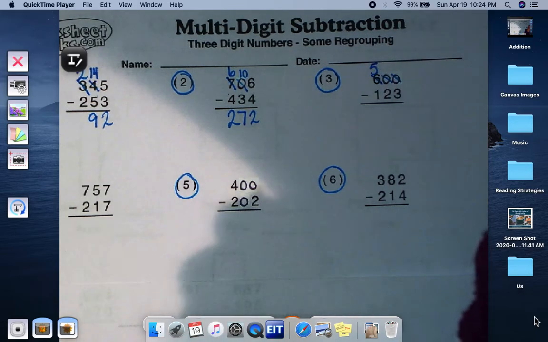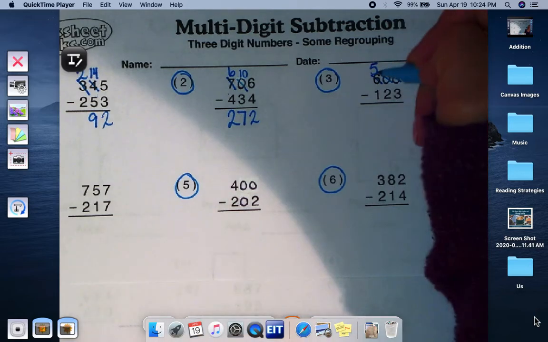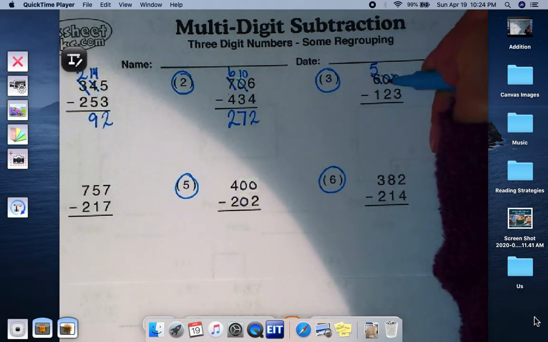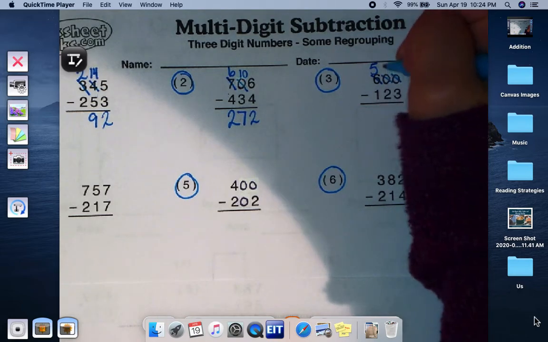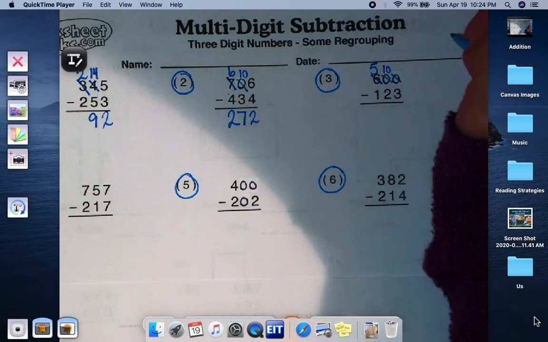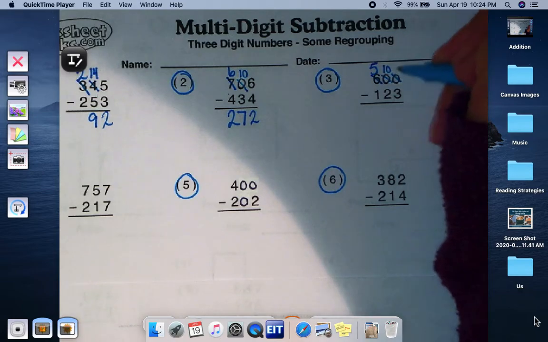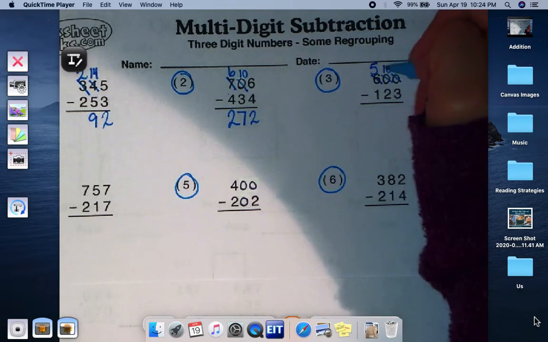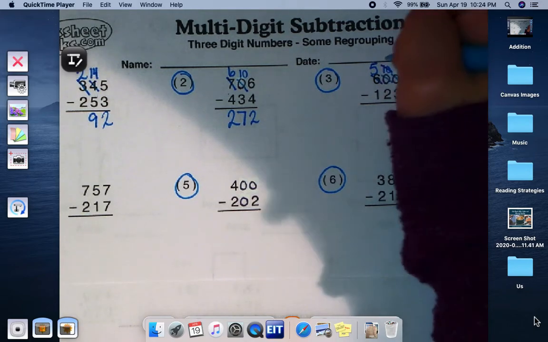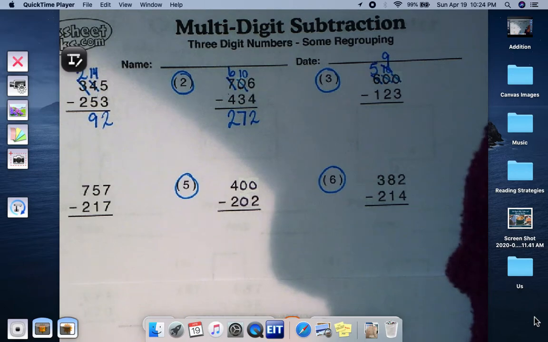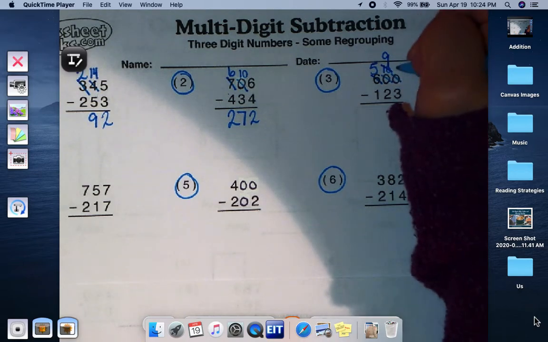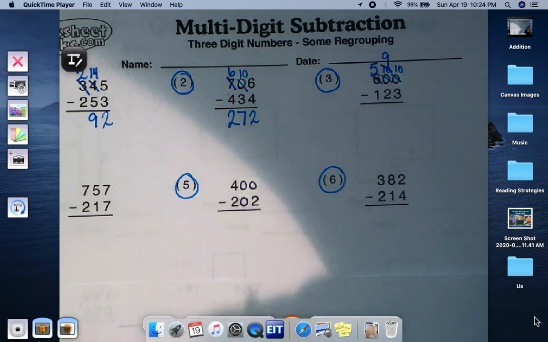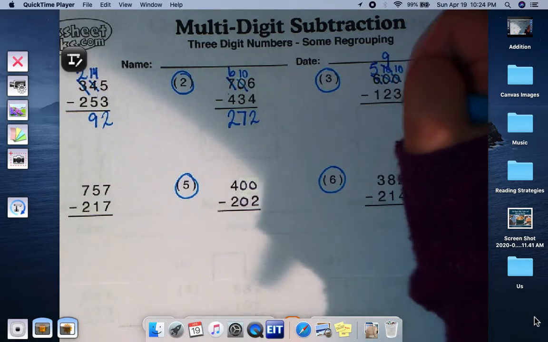Now here's where some of you get confused. I bring that 10 over right next door to this 0, and it becomes a 10. But so far, nothing has been brought to my ones place. So this 10, I borrow from it, it's going to become a 9. Now I can bring a 10 over to my ones place. So 10 minus 3 is 7.